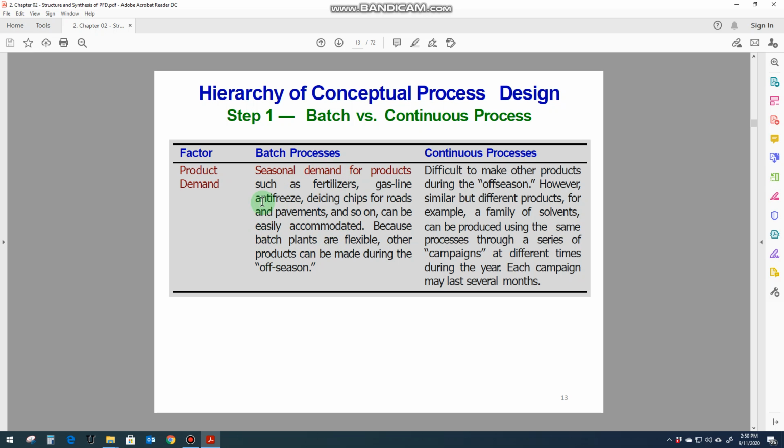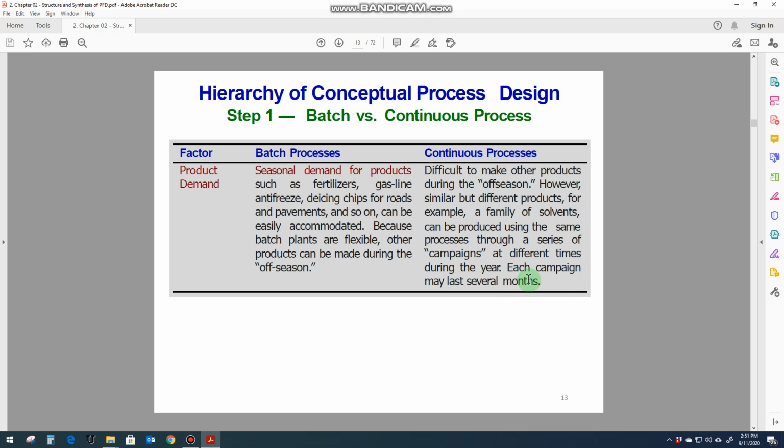So whenever we have the option of making different products from the batch process, we can rely on batch processes to handle the seasonal requirement of the products. However, for continuous processes, it is difficult to make other products during the off-season. However, similar but different products, for example, a family of solvents, can be produced using the same process through a series of campaigns at different times during the year. Each campaign may last several months.